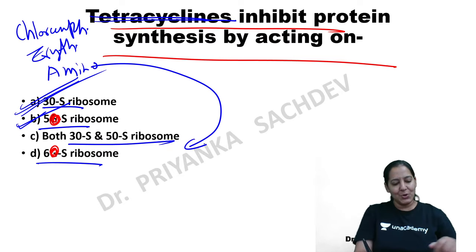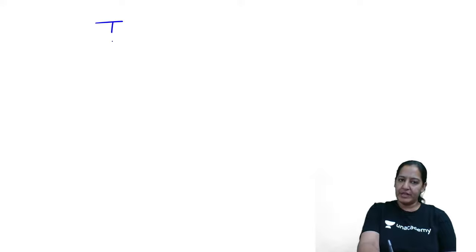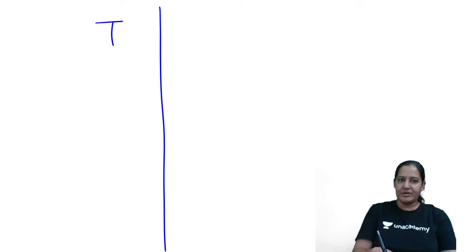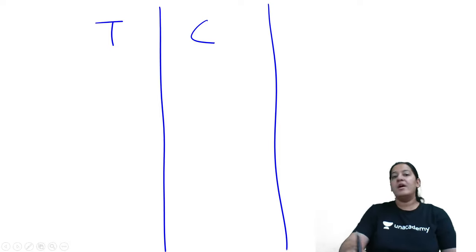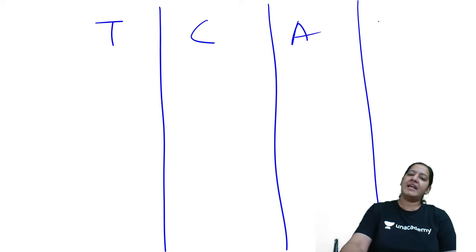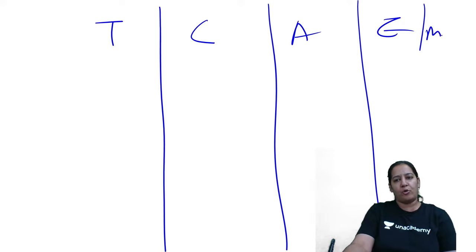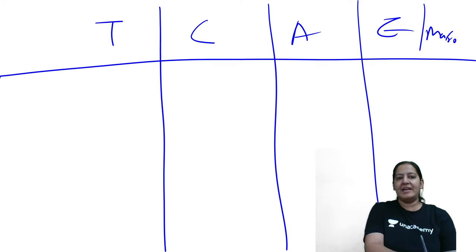Aminoglycoside is both. So the summary is that I'm going to teach you four. First, I'm going to teach you tetracycline, which is done. Second chapter is chloramphenicol, which I will start right now. After that, I will teach you aminoglycoside. In the end, I will teach you erythromycin, all the macrolides.